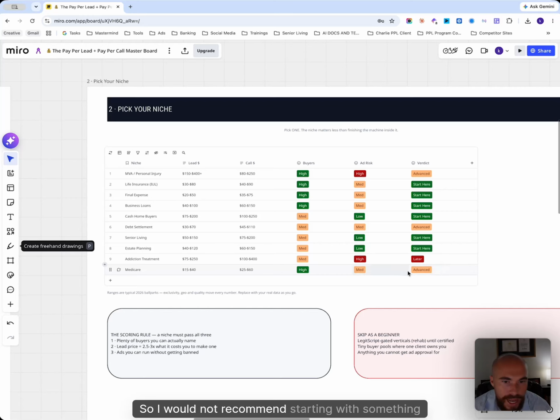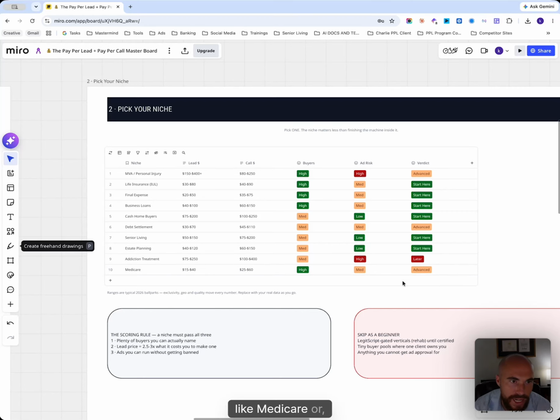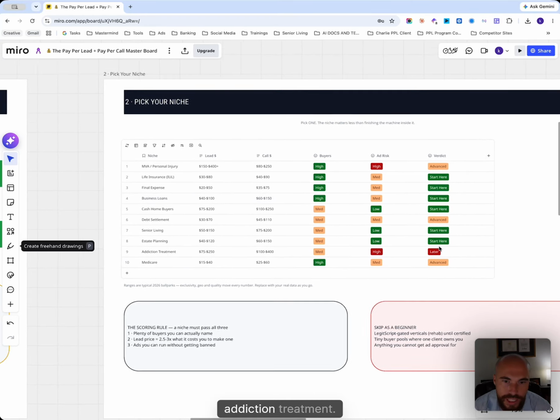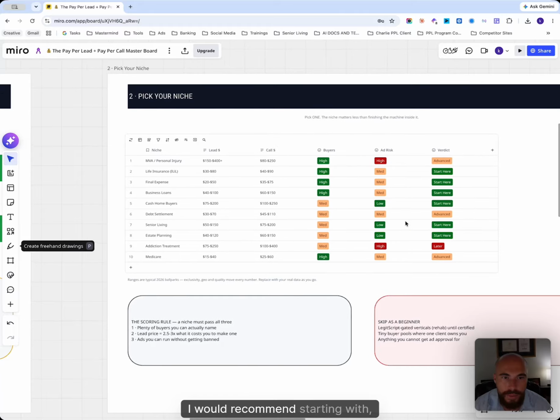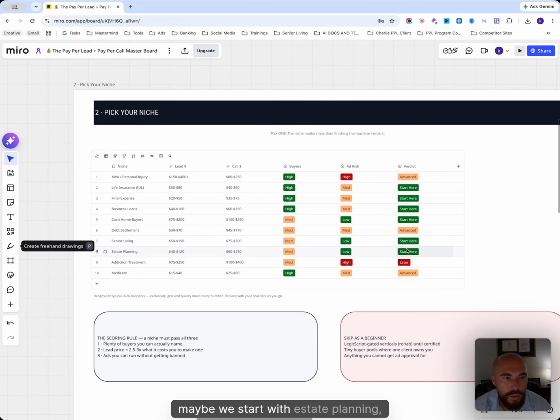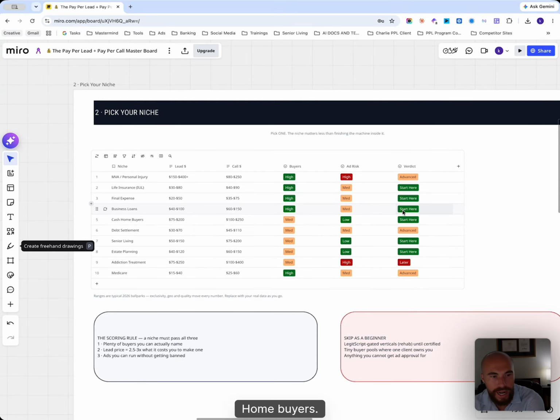So I would not recommend starting with something like Medicare or addiction treatment, right? I would recommend starting with, okay, maybe we start with estate planning, maybe we start with insurance, maybe we start with final expense or cash home buyers.